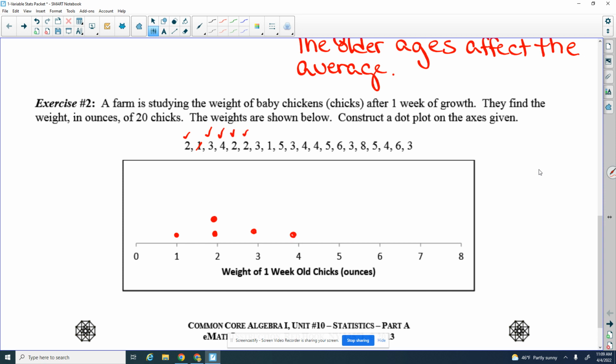2 2s, 3, 1. Sometimes I can do 2 at a time. 2 4s. Sometimes you'll see these with X's. It's the same thing as a dot. And there's our dot plot. If you have any questions, please ask. Let me know.